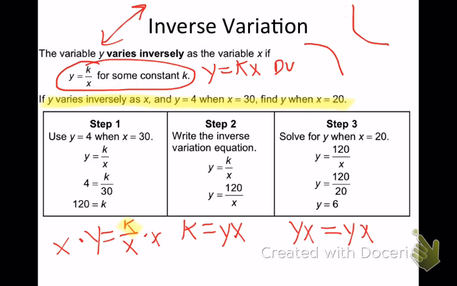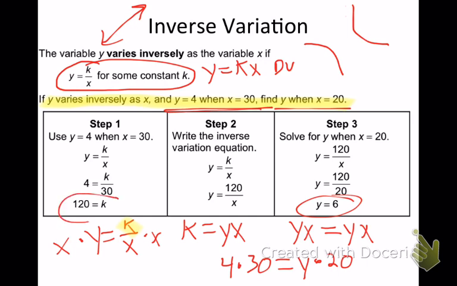Okay? So because it's inverse variation, yx equals yx. If I have a problem like this, y equals 4 when x equals 30, so 4 times 30 equals, find y when x equals 20, y times 20. 4 times 30 is 120. 120 divided by 20, I get y equals 6. Or again, I could use their steps, plug it in, find the constant, take that constant, plug it back in, and then plug my equations in. It just takes a little bit longer. Okay?